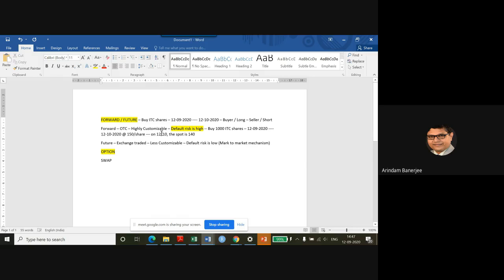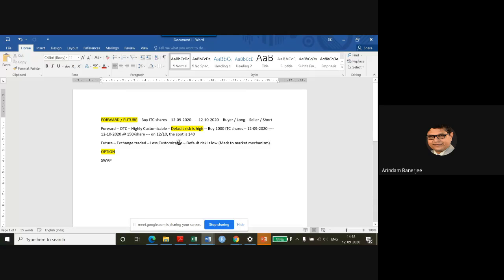But in futures, they are exchange traded. So the exchange wants to ensure that there should not be any default on the part of any participant. So what they do, they settle the profits and losses on a daily basis. So that mechanism is called the mark to market mechanism. Because of that, the default risk is low, very low. But this is very less customizable.